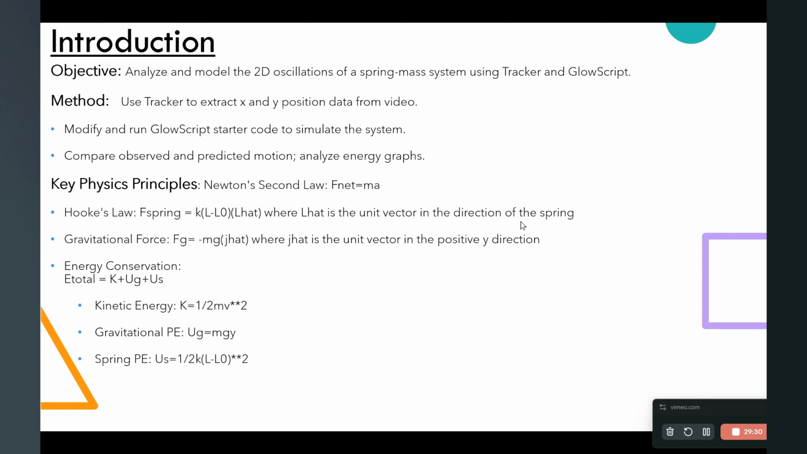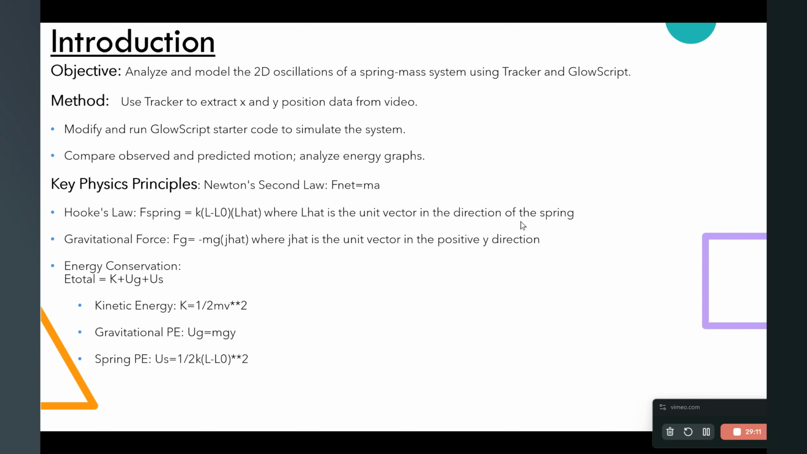Key physics principles. Newton's second law of motion, which states that the net force acting on an object equals the mass times the acceleration of that object. Hooke's law, which says that F spring equals k times (L minus L naught) times L hat, where L is the length of the spring, L naught is the relaxed length of the spring, and L hat is a unit vector in the direction of the spring.